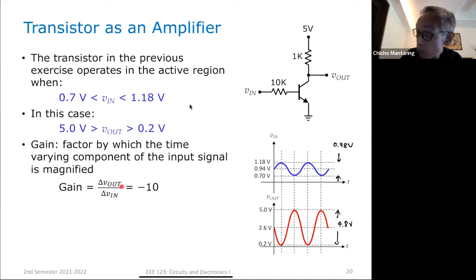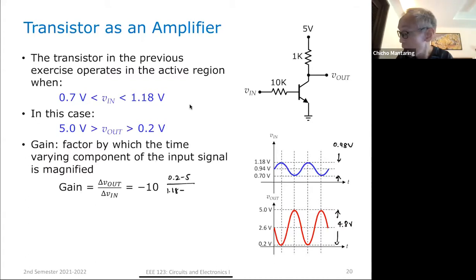So if we get delta V out over delta V in, actually that is negative 10. Kasi delta V out is 0.2 minus 5. Delta V in is 1.18 minus 0.7. So this is going to give me minus 10. So nakikita nyo how the transistor amplified the input. The output is almost a reproduction of the input, except that it is reverse in phase. Piniflip niya yung positive, ginagawa niyang negative, yung negative ginagawa niya positive.